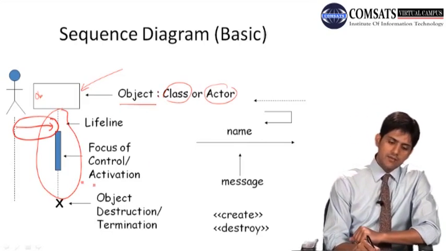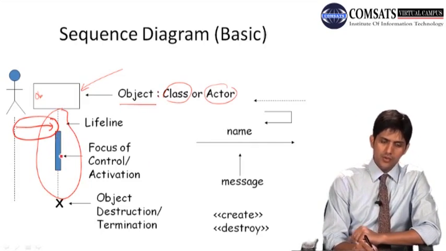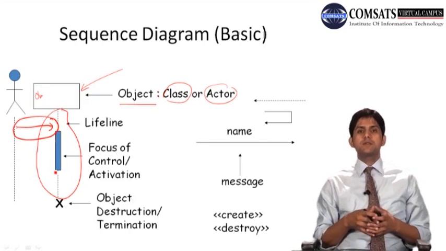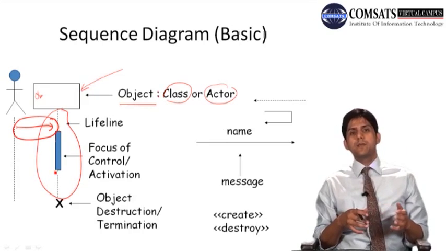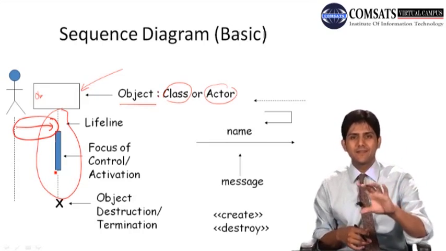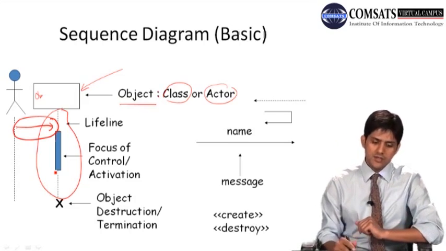And then we have these activation boxes. Now this solid blue rectangle on this lifeline is called the activation box. And what is represented by the activation box? That in a particular scenario, what was the time when this certain object or instance of a class was active. Now this is the activation box.